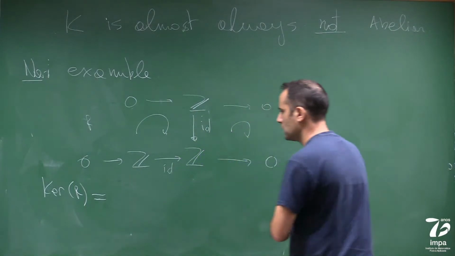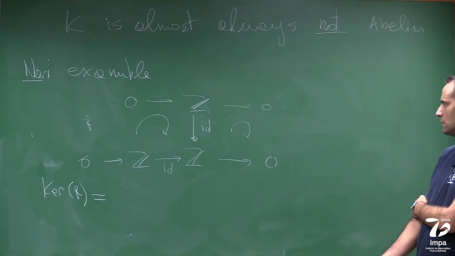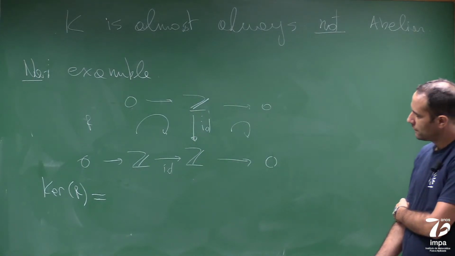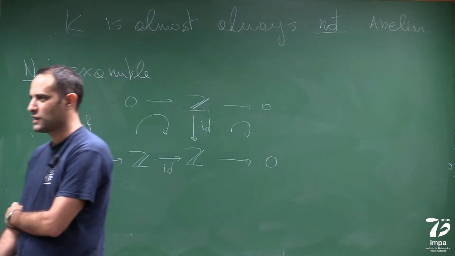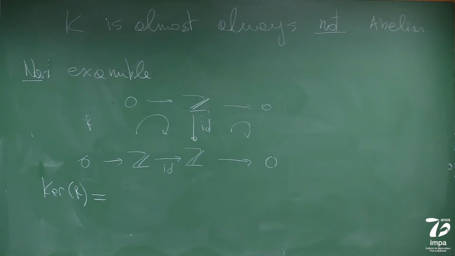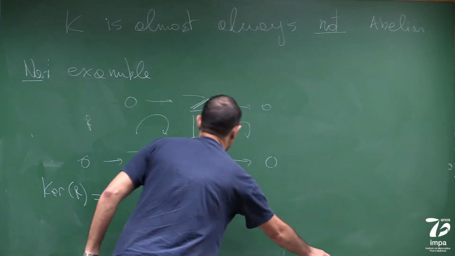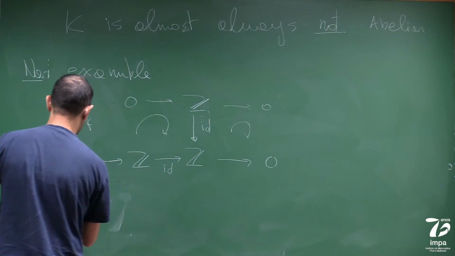Oops. Probably I want to change this to a different morphism. No, I don't want to take the identity, perhaps. Well, let's do the co-kernel, I guess, and that's it. Let's look at the co-kernel of this map.